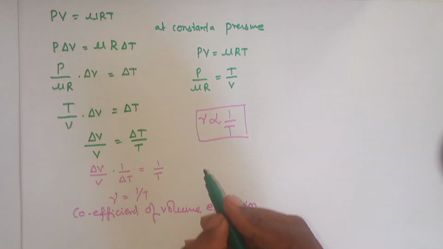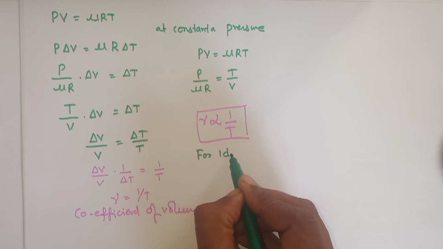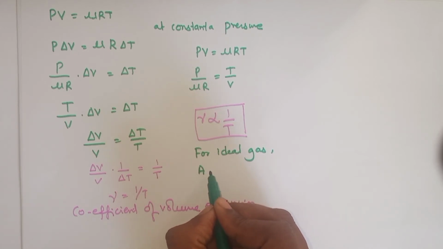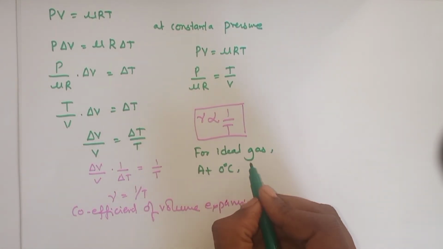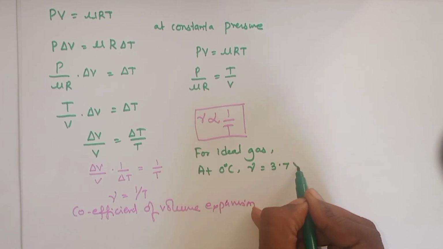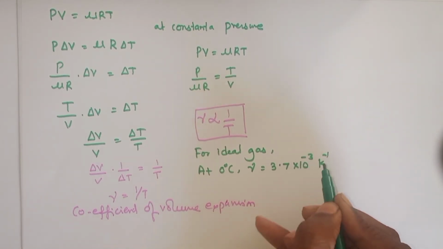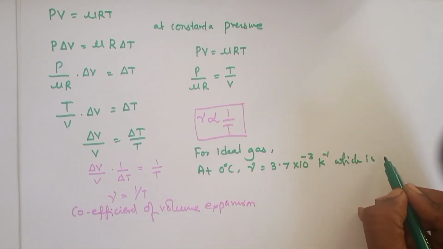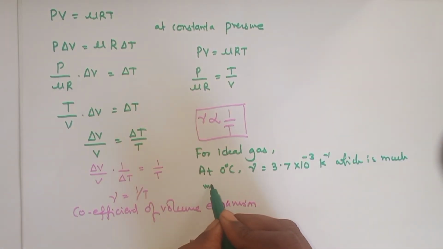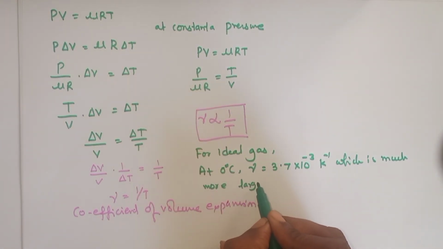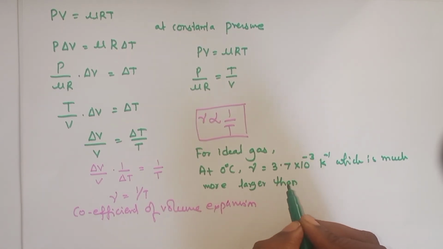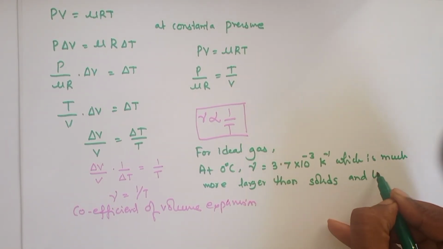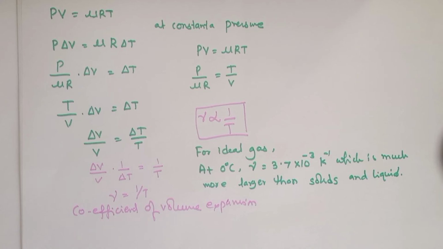Right? For ideal gas, suppose at 0 degree centigrade, gamma is equal to 3.7 into 10 power minus 3 per Kelvin, which is much larger than for solids and liquids.